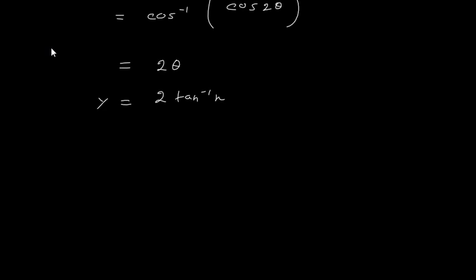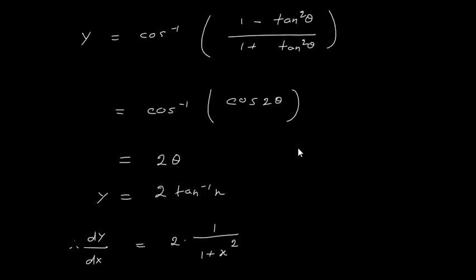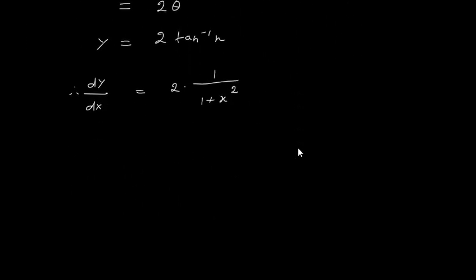Now dy upon dx is equal to 2 into the derivative of tan inverse x, which is 1 upon 1 plus x square. This is the derivative of the function y equal to 2 tan inverse x. So dy upon dx is 2 into 1 upon 1 plus x square. Okay, now let us see the next question, the 12th question.